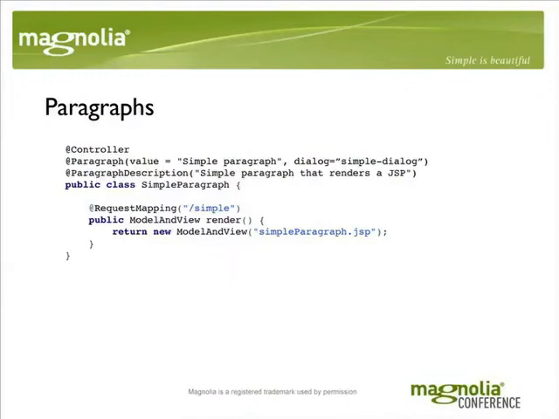And let's move on to paragraphs. This is very similar. It's also a simple controller where I've added the paragraph annotation. Simple paragraph is the name of the paragraph. Then I've said dialog equals simple dialog, which is the dialog to use for this paragraph. And then there's a special annotation for the paragraph description. Also here you have dependency injection, and you can do any logic that you like. And they look and feel like any regular paragraph would in Magnolia.